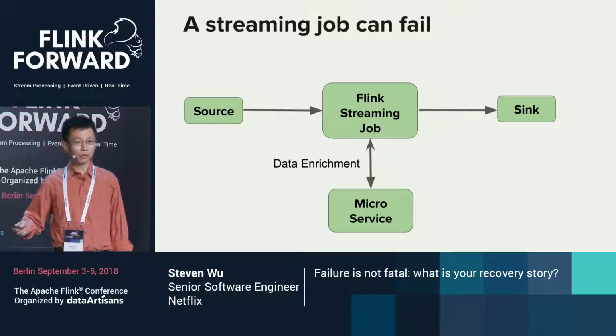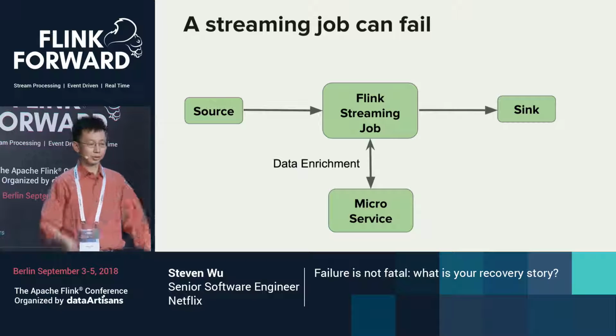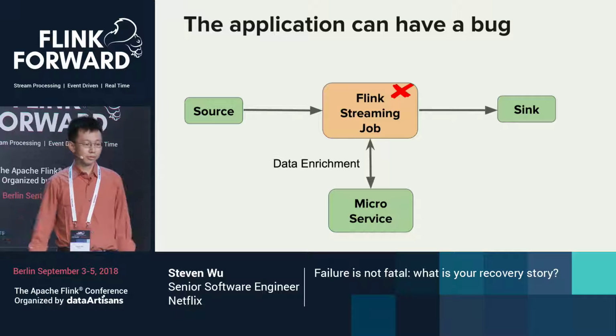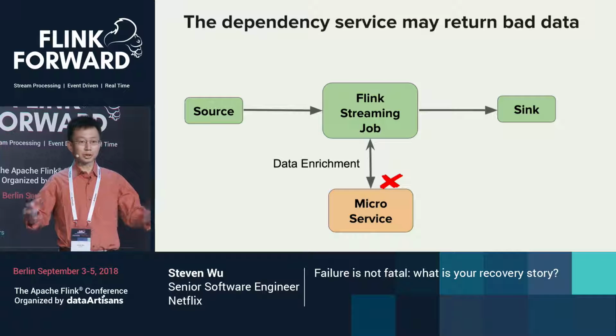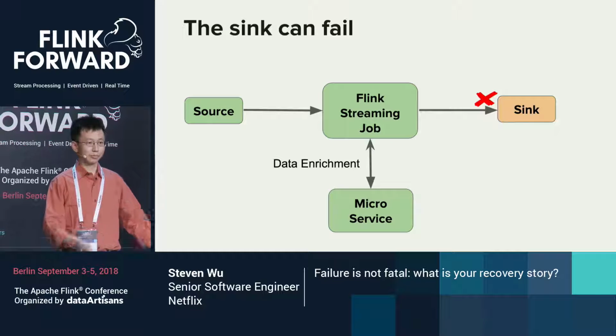Here, we have a simple Flink job that reads from a Kafka source, calls an external service to enrich the data, then writes the output to a sink. We can introduce a bug in our application code. Our dependency service may return bad data. The sink we're trying to write to may fail.